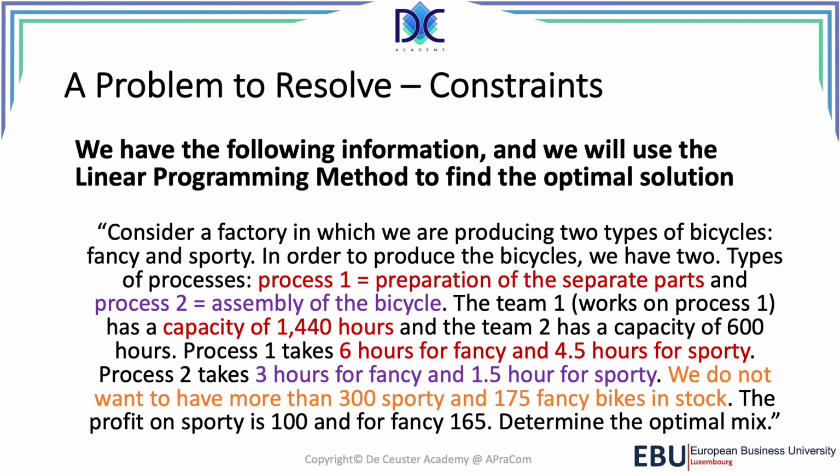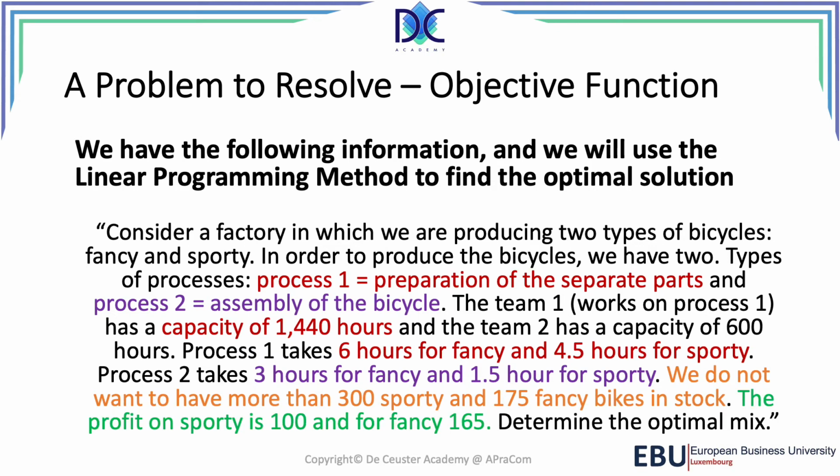The last thing we have to find is that we do not want to have more than 300 sporty and 175 fancy bikes in stock. So basically we found the constraints in this description, and now we have to find out what the objective function is. The objective function here is given by the profit on sporty is 100 and for fancy it's 165. And now we can start writing the constraints.